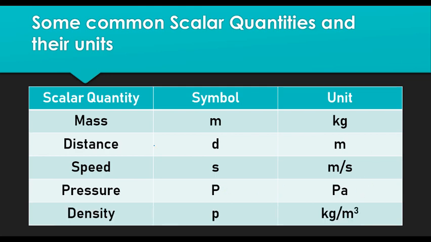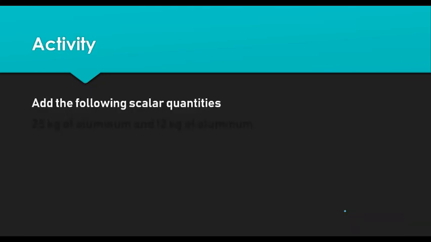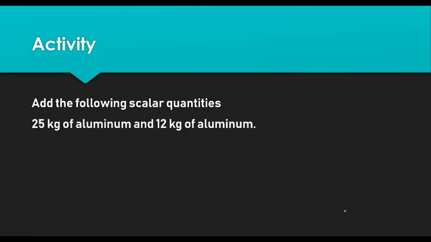And then we'll also look at density. Its symbol is rho, a forward-slanting p that looks more like this, and its unit is kilograms per meter cubed. Right, so let's do a quick activity here. In this activity, we want to add 25 kilograms of aluminum and 12 kilograms of aluminum. So we'll take these two magnitudes of our two scalar quantities. These quantities are actually mass, and we know from before that mass is a scalar quantity. So to add them, we'll just simply use normal methods of arithmetic.